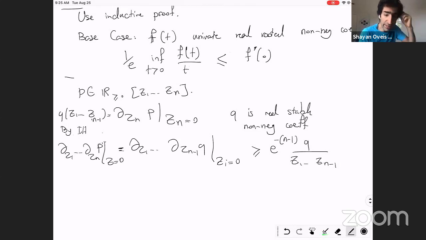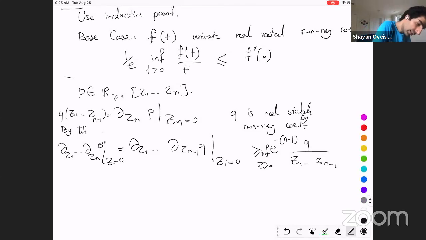So I want to relate the right-hand side here, which is e to the minus n minus 1 q over the zi's. Sorry, this should be the infimum over z positive. I want to relate this to the right-hand side that I have in the theorem. So how would I do that?